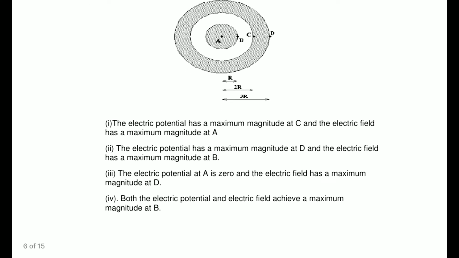Okay, so let's very quickly read the options. The electric potential has a maximum magnitude at C. Okay, the value of electric potential has a maximum magnitude at C.